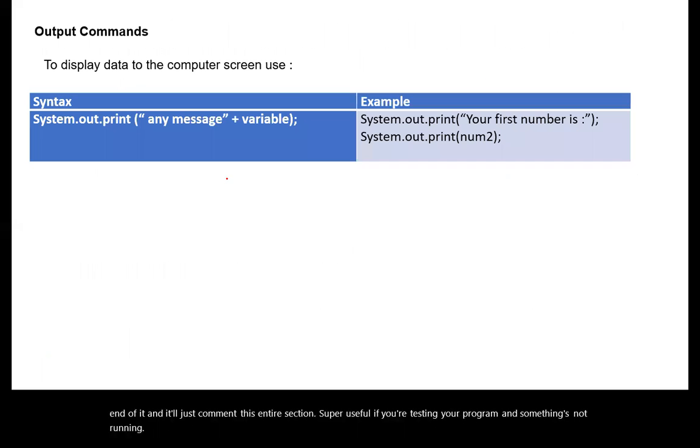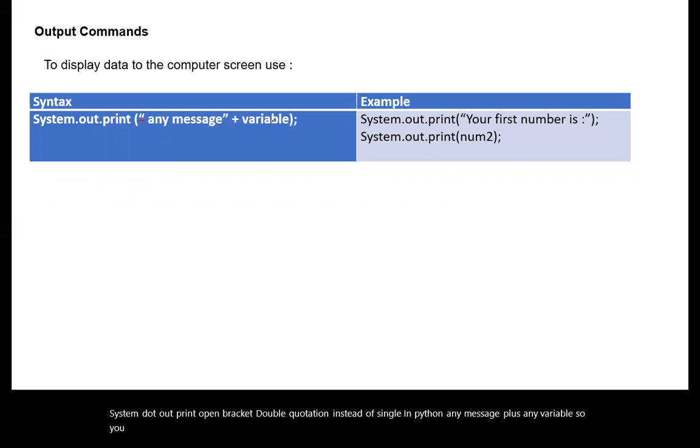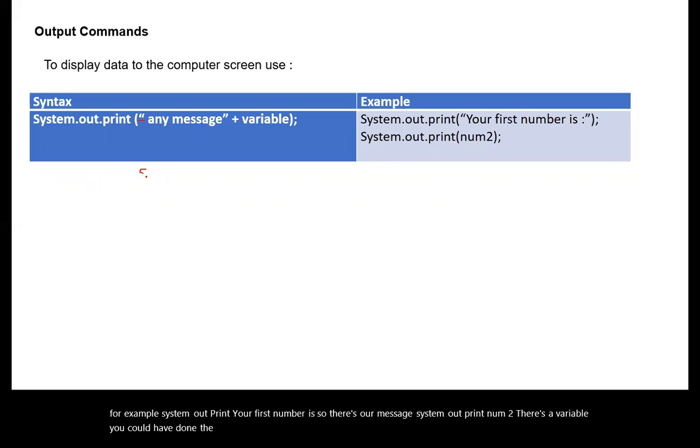To get output, System.out.print open bracket, double quotation marks instead of single as in Python, any message plus any variable. So you can have plus variable 1, plus variable 2, plus variable 3. You can put a collection of messages in here. So for example, System.out.print, your first number is, so there's our message. System.out.print num2, there's our variable. You could have done the whole thing with one line saying System.out.print, put your message in, and then add the variable.